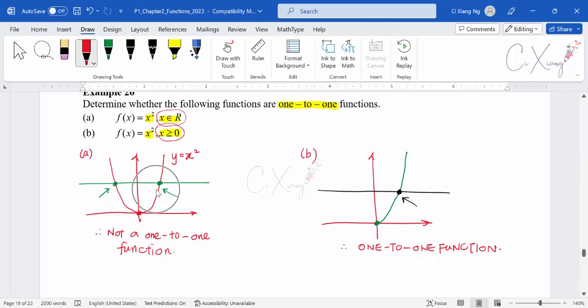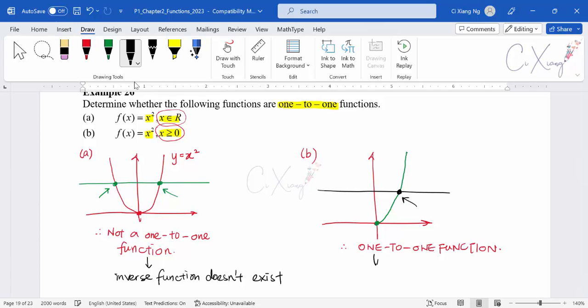And when it is not a one-to-one function, for this particular question, we cannot find the inverse function. The inverse function does not exist. For this one, of course, the inverse function exists because it belongs to one-to-one functions.